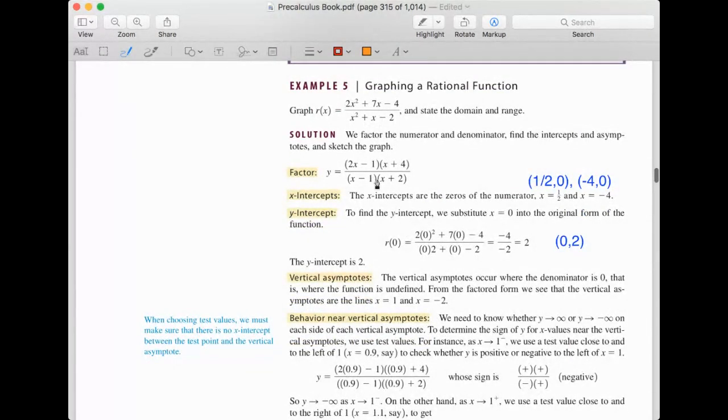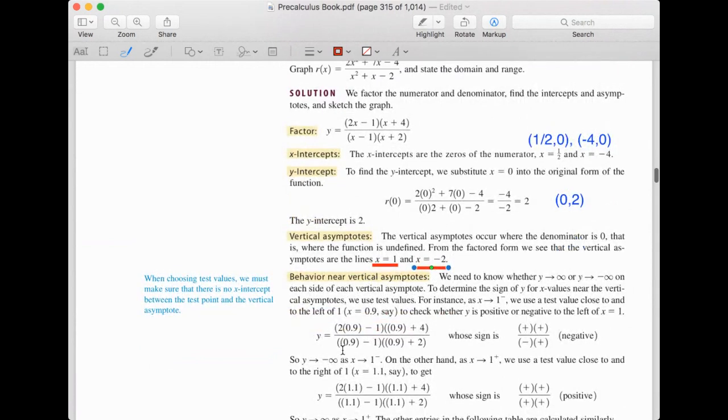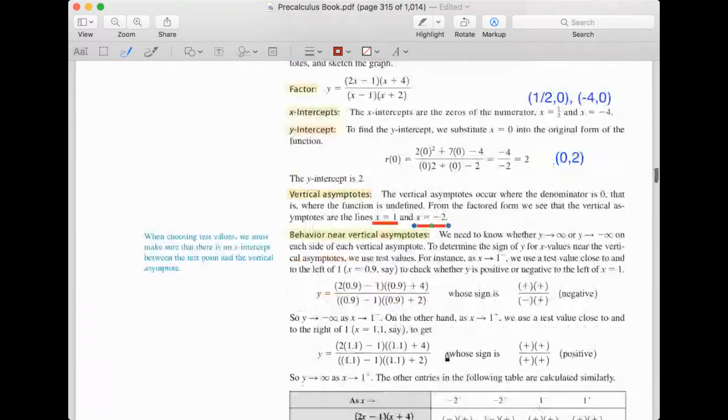So the factors x minus 1, x plus 2. Then we solve that. So we'll get x equals 1, x equals negative 2. 2 vertical asymptotes. Then we get the horizontal asymptote. We take the leading term. The leading term is 2x times x, 2x squared, over x times x, x squared. So y equals 2 is the horizontal asymptote.